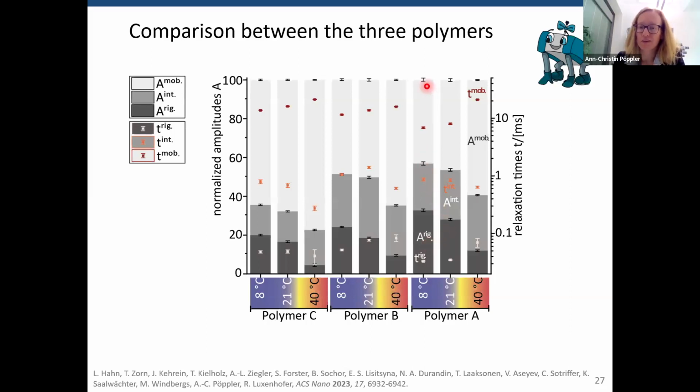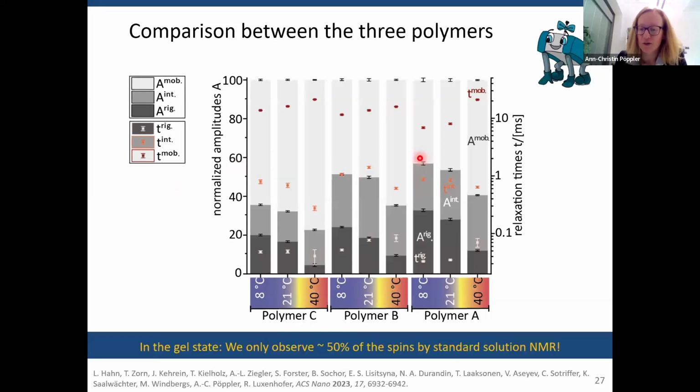But what was rather tough was, if you look at this part here, the light gray one, which is all the mobile species, you can see that we are here at roughly 50%. So this means that in the gel state, we only observe roughly 50% of the spins if we are using standard solution NMR. So half of our sample we are blind to because it has decayed already before we do the proper measurement.